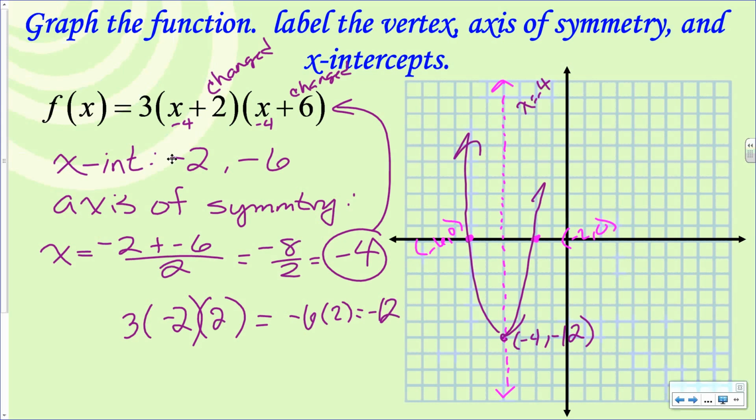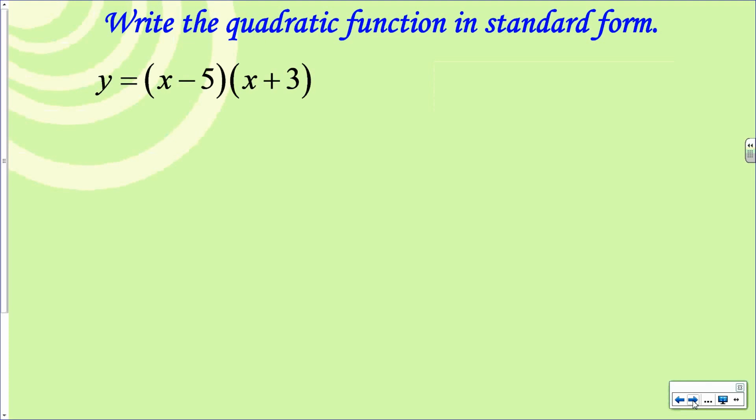Okay? One more slide and we're done. No graphing this time. One more. We have 2 problems to do, but no graphing. Last slide. And I think you guys should be able to do this because this is basically what we did in the warm-up. Okay, we want to write it in standard form.